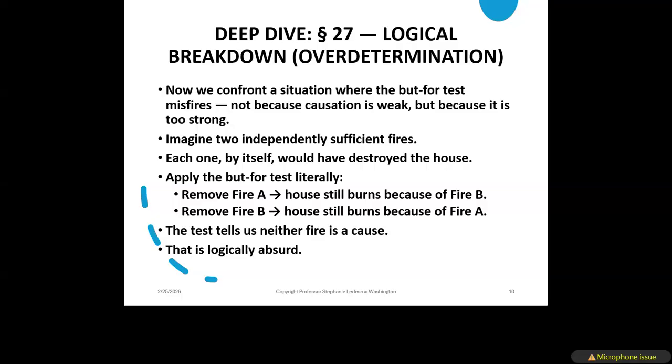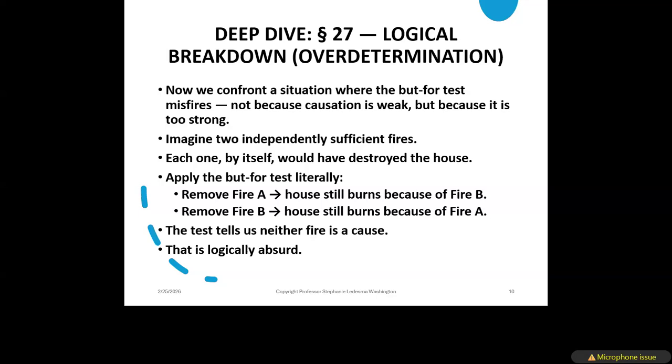Apply the but-for test, and this is what we get. If we apply the but-for test as we've learned it in 26, what's that counterfactual question we're going to ask? We're going to remove the action of the defendant. So here it is: if we remove the negligence that created fire A, does the house still burn down? The answer is yes, because of fire B. What would 26 say? 26 would then say that A is not a necessary condition to the harm.